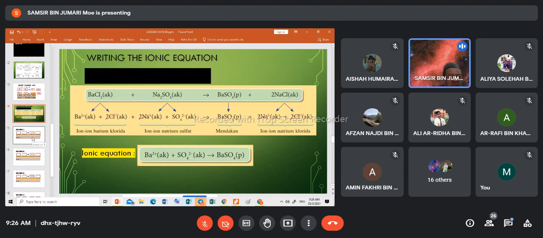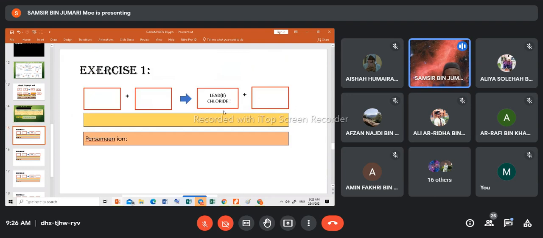Okay, cuba tengok yang ini. You faham? Cuba tengok yang ini. Untuk menyediakan lead(II) chloride, what are the examples of the solutions that should be mixed in this reaction? Lead(II) chloride should contain the lead(II) ion, and another solution contains chloride ion. Apa contoh yang dua-dua ni?